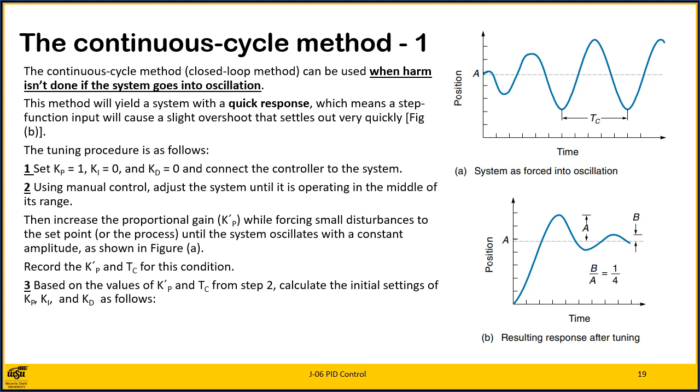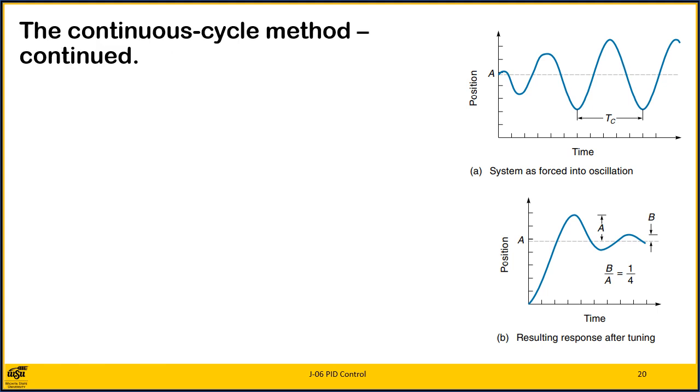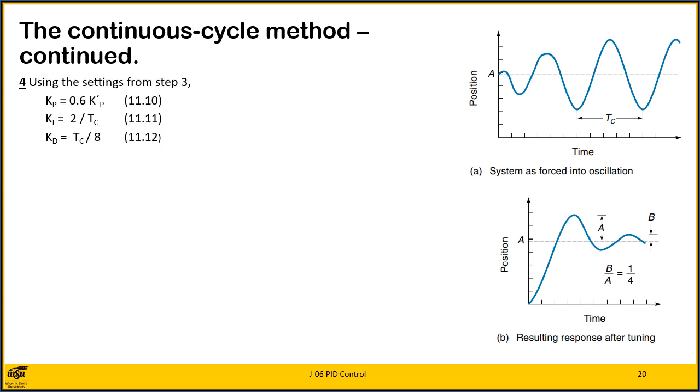Thirdly, based on the values of K'P and Tc from step 2, calculate the initial settings of Kp, Ki, and Kd as follows. Make Kp about 60% of K'P, Ki is 2 over Tc, and Kd is Tc over 8. Step 4, using the settings from step 3, operate the system, note the response, and make adjustments as called for.